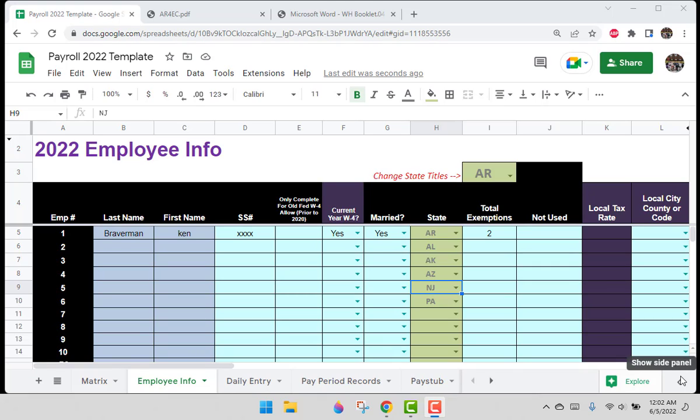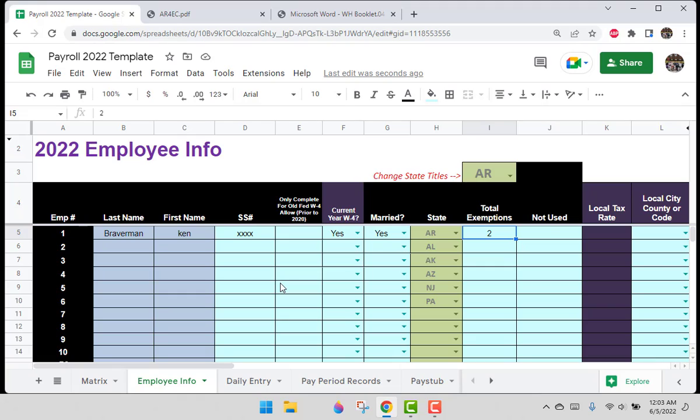This is going to be a video about Arkansas payroll, actually. If you have a business in Arkansas or employees in Arkansas and you want to know how you figure out the amount to withhold from their paycheck, we're going to do a pretty quick video to show you how this Google Sheet file works.